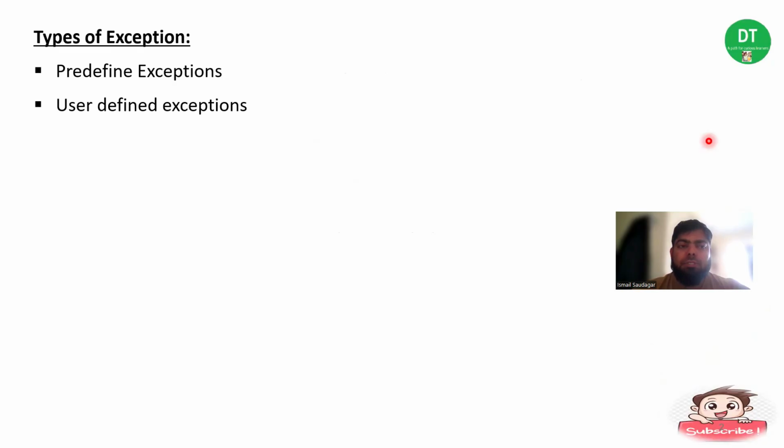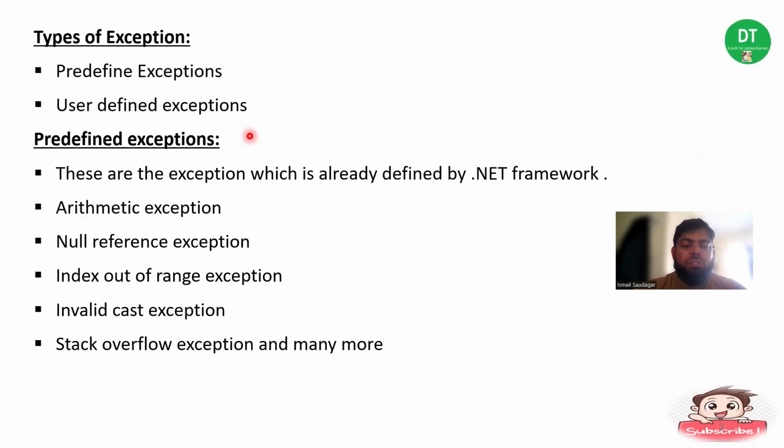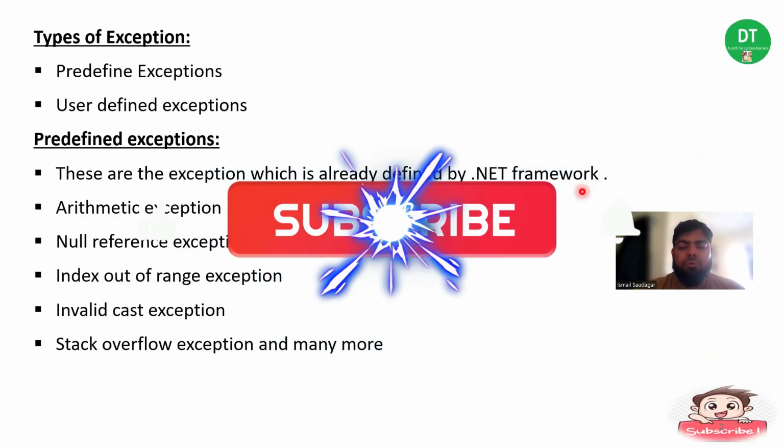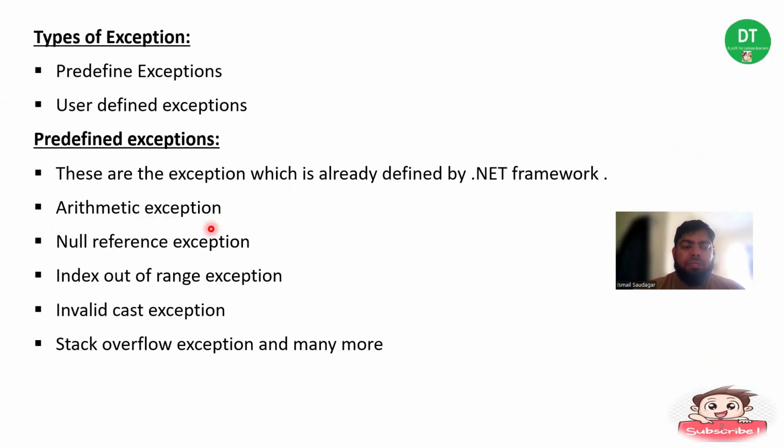So first we will discuss types of exception. There are mainly two types of exception, predefined exception and user-defined exception. Predefined exceptions are the exceptions which are already defined by the .NET framework. The predefined exceptions include arithmetic exception, null reference exception, index out of range exception, invalid cast exception, and stack overflow exception, and many more.